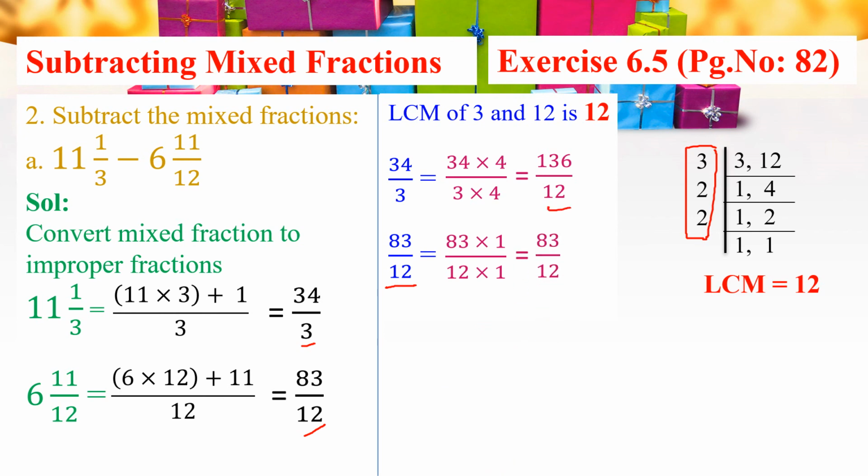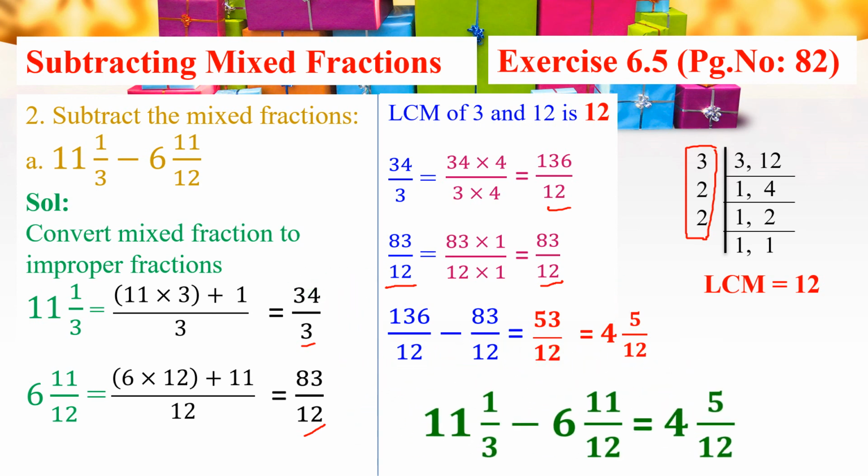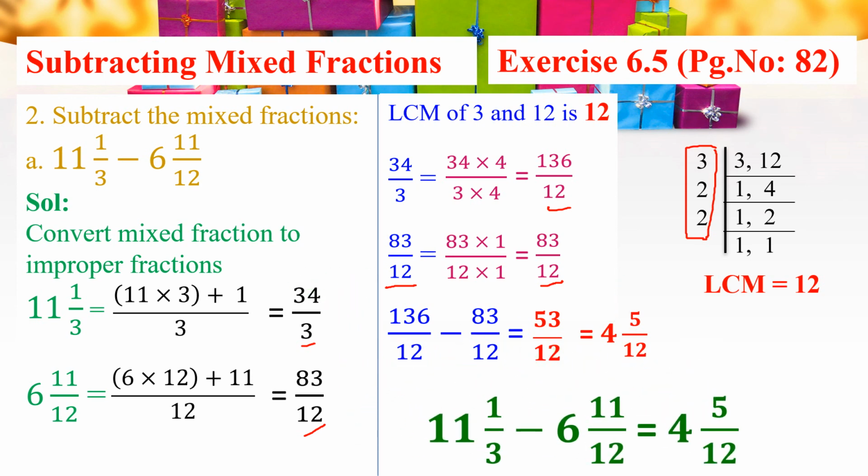Now, we got both the denominators the same. So, we can directly subtract only the numerator, 136 minus 83, which is equal to 53 divided by 12. Since this is an improper fraction, we need to convert it into a mixed fraction, which is equal to 4, 5 by 12. Therefore, 11 1 by 3 minus 6 11 by 12 equals 4 5 by 12.